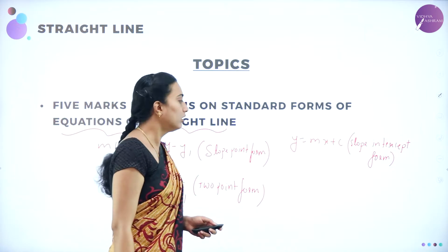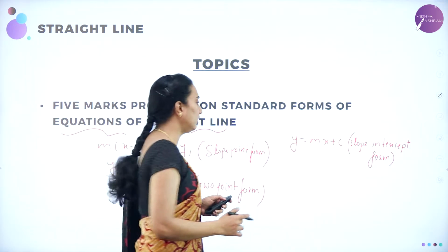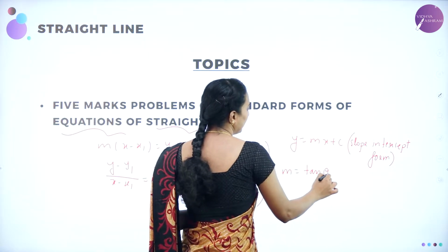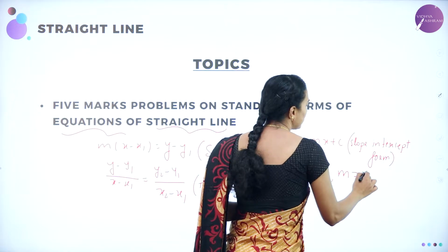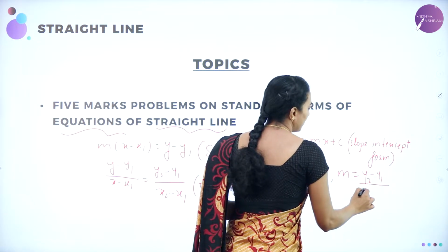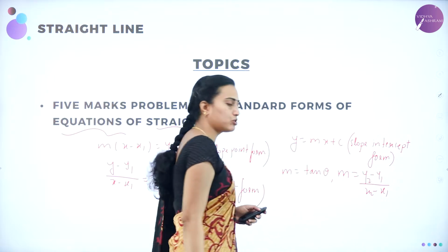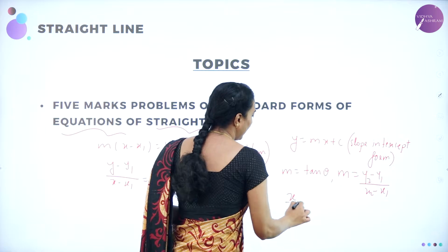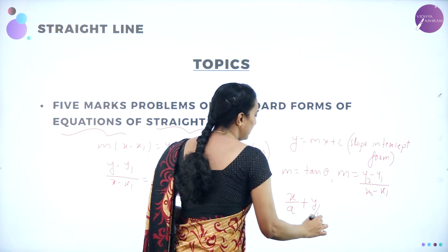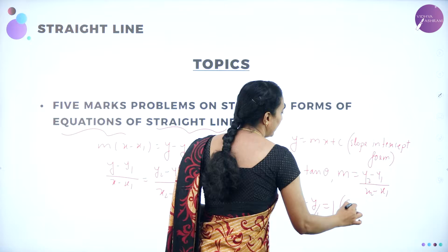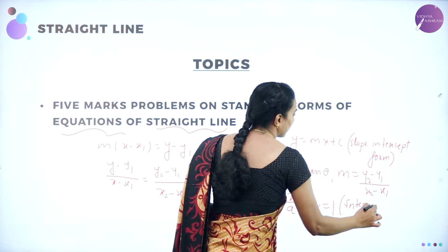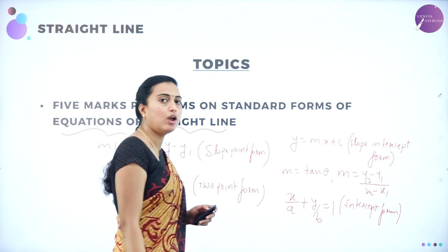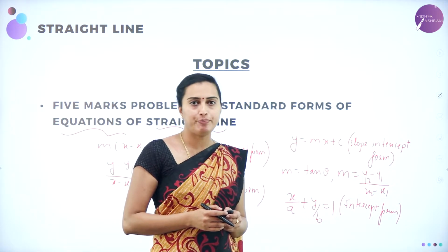Similarly, you have gone through the formula m is equal to tan theta for finding the slope, correct? And you already know when two points are given how to find the slope: m is equal to y2 minus y1 divided by x2 minus x1. This is finding the slope. And also you have studied the intercept form, x by a plus y by b is equal to 1. It is called intercept form, where the x-intercept is called a and the y-intercept is called b.